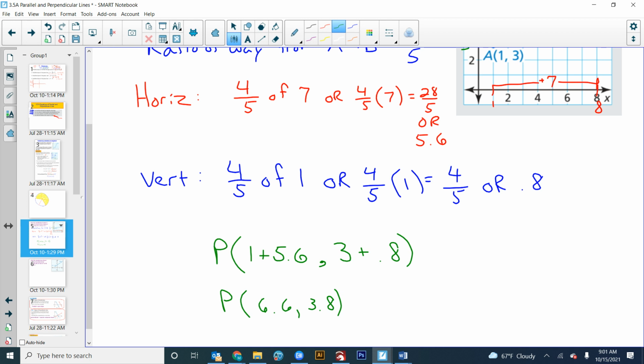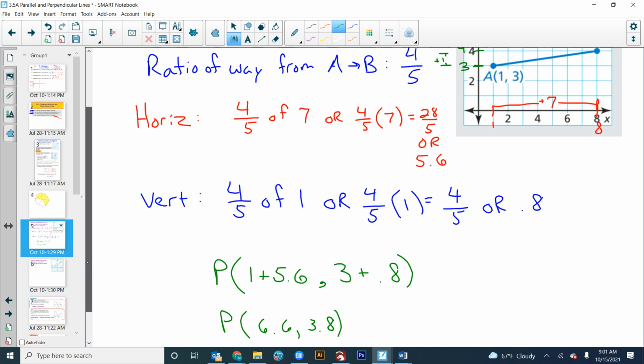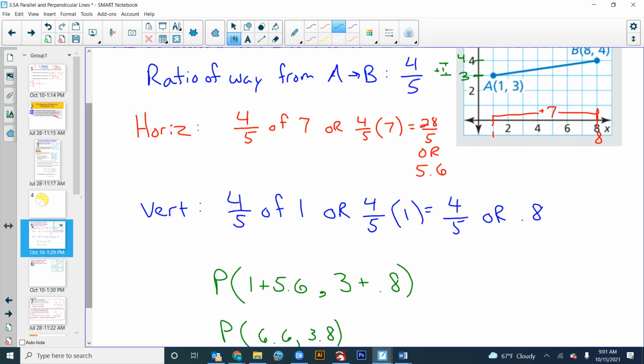Now 4/5 of the way. Man, Jackson's eating most of that cake, isn't he? 4/5 of the way. We're almost all the way from A to B. Let's see if that's the case. 6.6, right here. 3.8, there. Point P is at 6.6, 3.8. Two good examples for you.